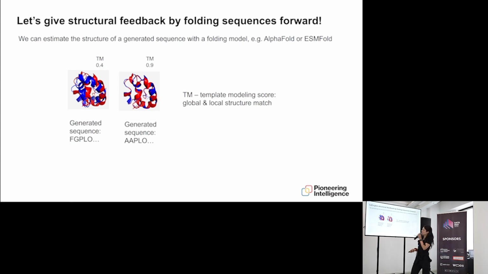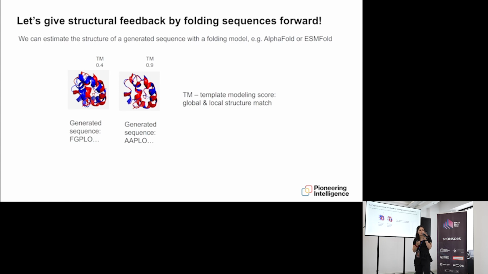So we use the so-called TM score, which stands for Template Modeling Score, which is better than RMSD because it's designed to capture global and local alignment in a better way than an RMSD would do. A TM score of 1 means perfect match, a TM score of 0 is absolutely horrible. A TM score of 0.5 starts to get more okay.